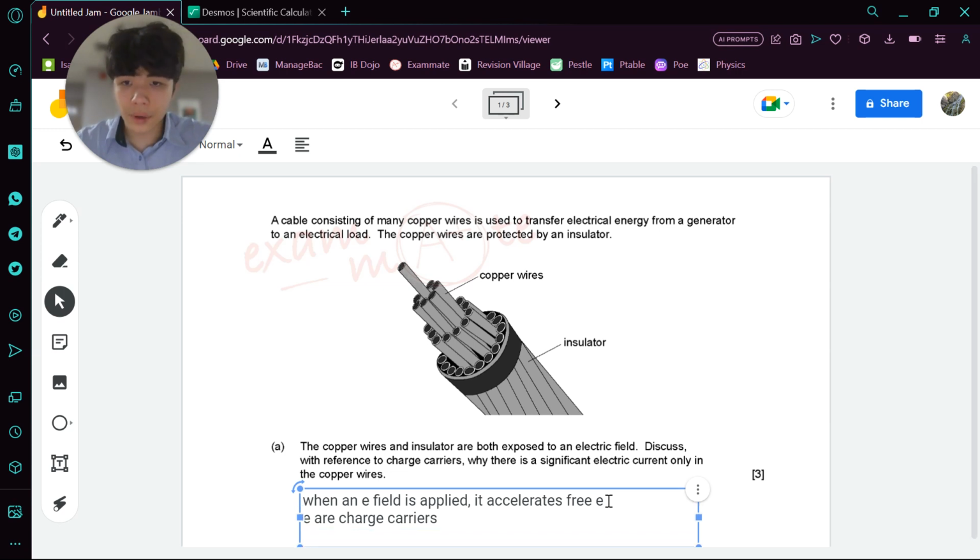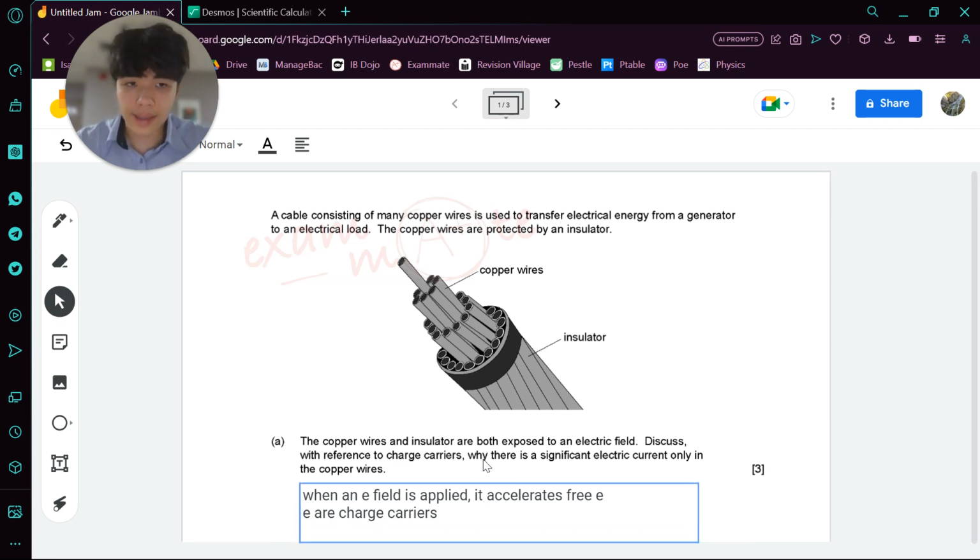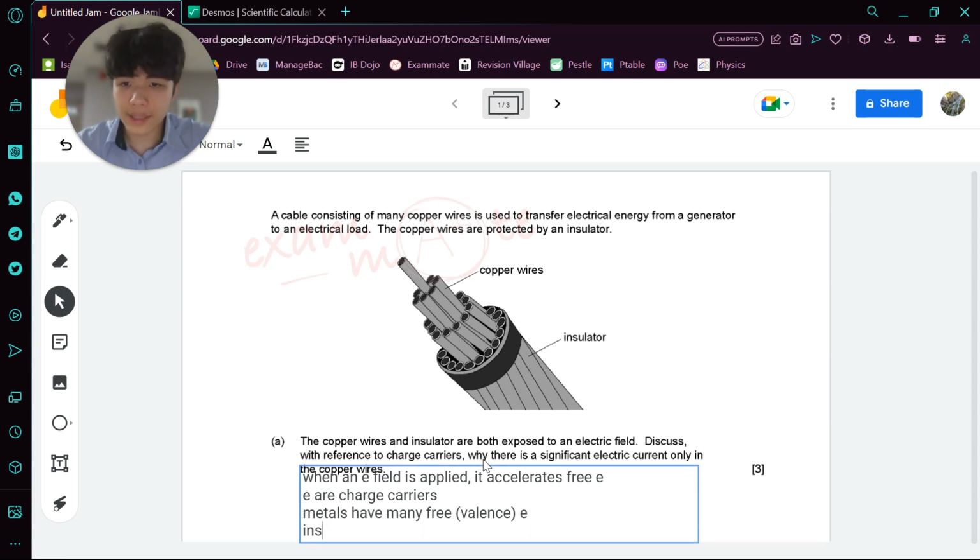and you have to also state that metals have many free or valence electrons, while insulators do not have any, so do not have free electrons. So that is why, and current is the rate of flow of electrons or charge, which is why metals have significant current, while insulators do not.